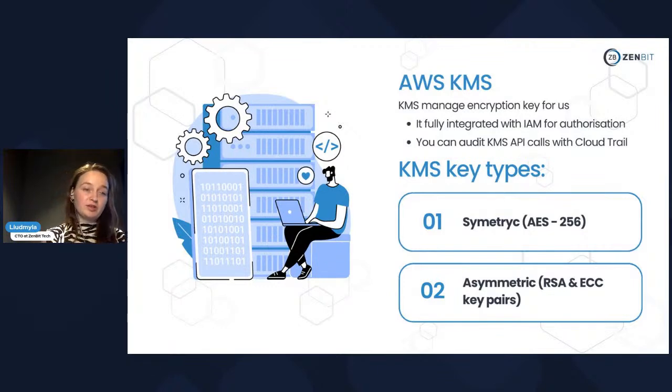The next one is the asymmetric key. Based on the name, it's not the same key for encryption and decryption. It uses a public key to encrypt data and a private key to decrypt the data. In this case, the public key can be downloaded from KMS, but there is no access to the private key without API calls. And encryption should be done outside of the AWS cloud.